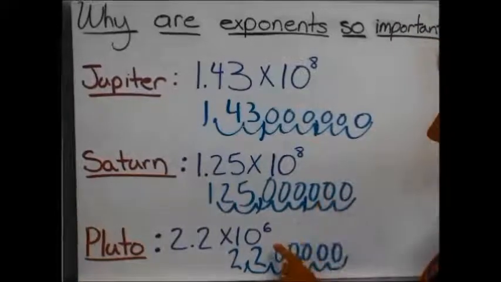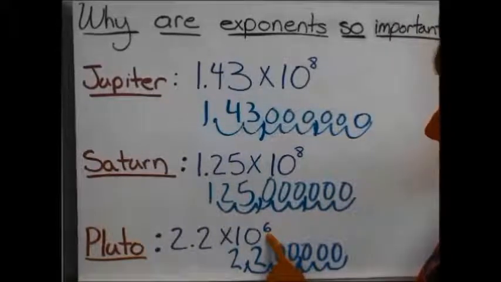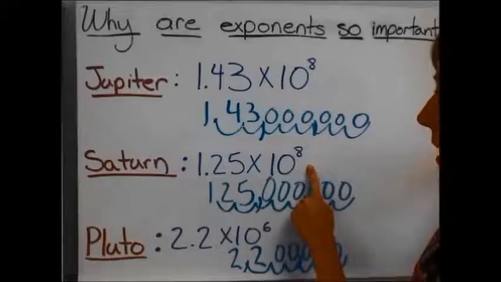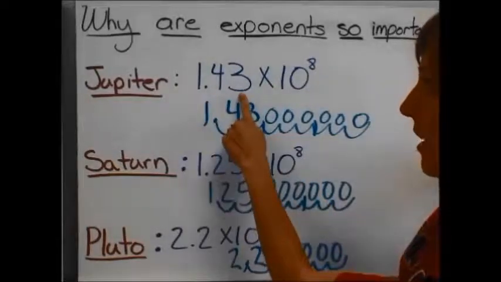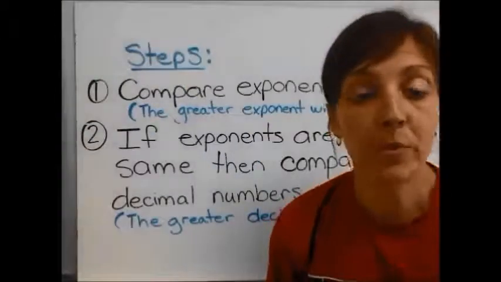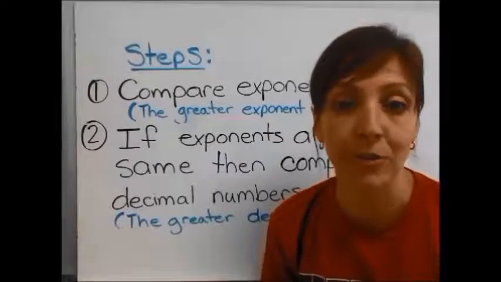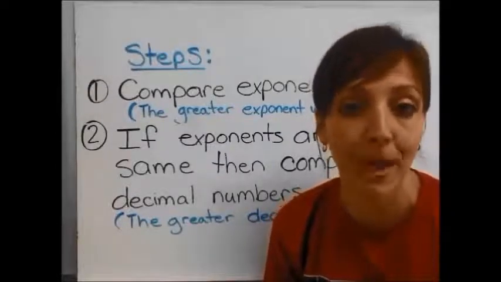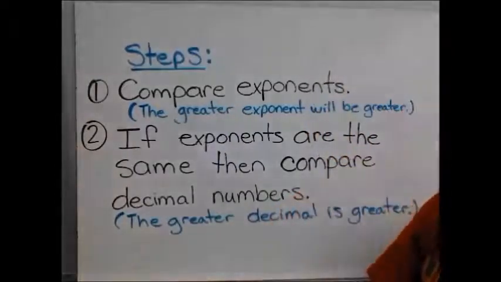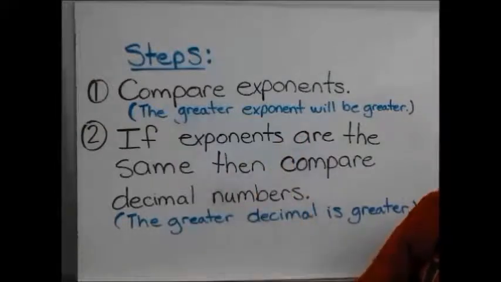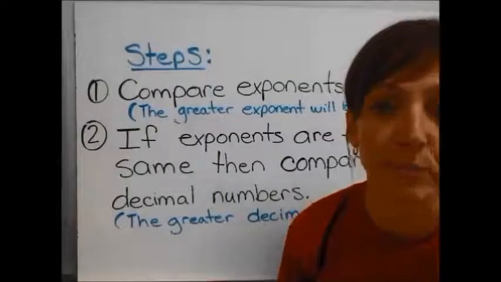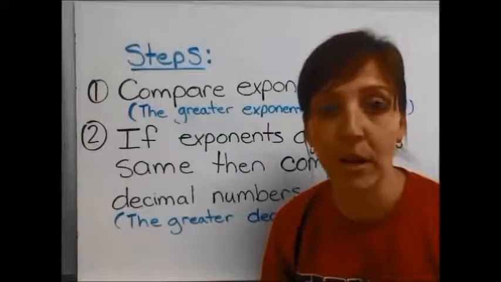So the exponents in these cases showed me the 6 I knew would be the smallest because it's the smallest exponent. The 8s I knew would be the larger ones, but 1 and 43 hundredths is larger than 1 and 25 hundredths. Okay, when you're comparing numbers written in scientific notation, you just have 2 simple steps. First, compare the exponent. The larger exponent is going to be the larger number. Your second step is if exponents are the same, then compare the decimals. So you're going to look at the decimal part of the number, and you're going to see which one is larger.